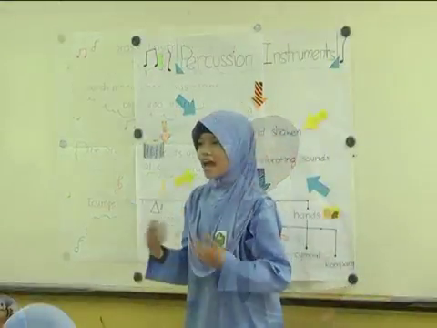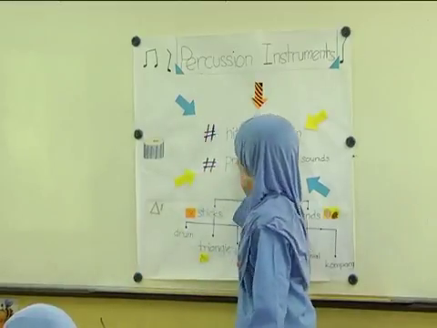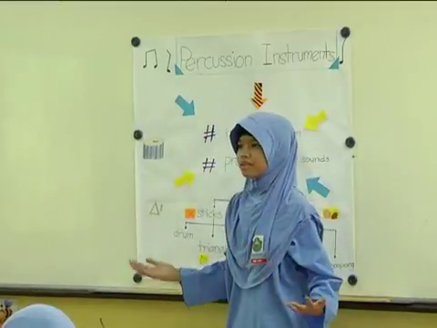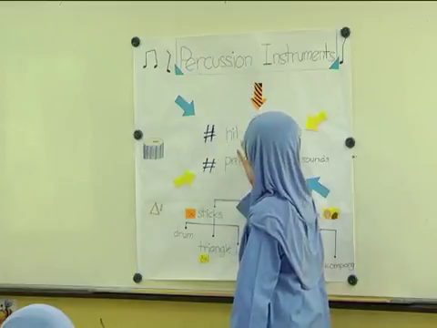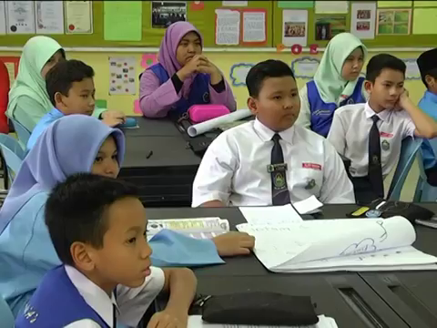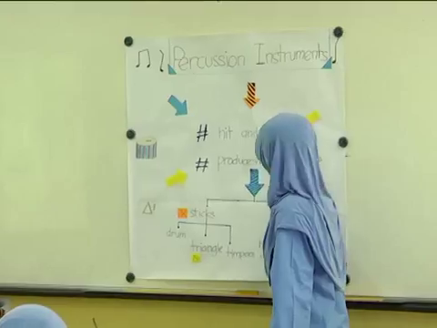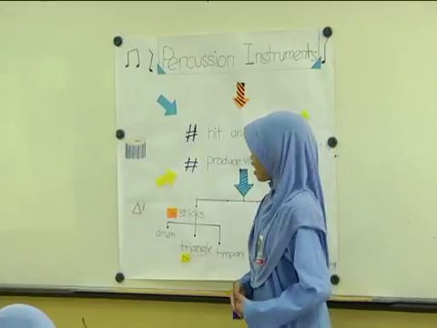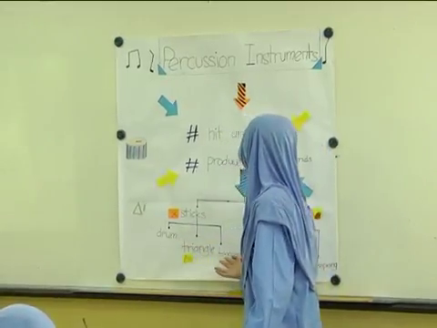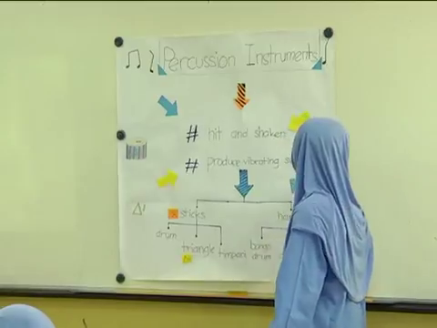Thank you. I want to tell you about percussion instruments. Percussion instruments are played by hitting and shaking. They produce a vibrating sound. Some of the examples are drum, triangle, timpani, bongo drum, cymbal, and conga.